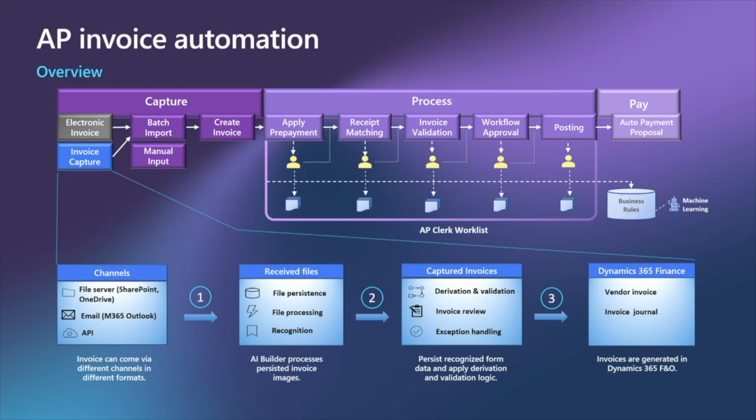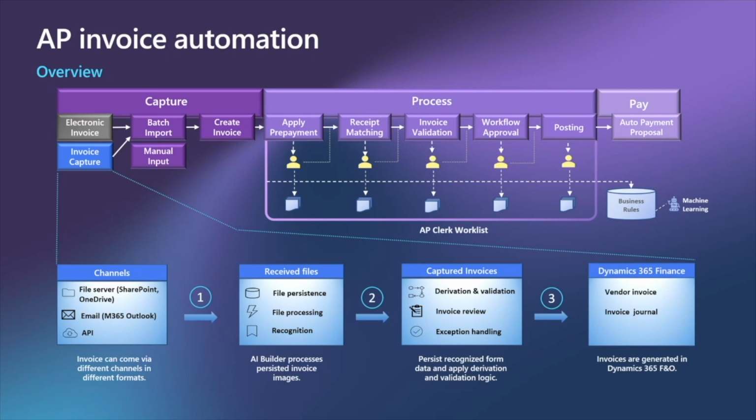In this phase, we will apply derivation validation logic depending on different invoice types. I will introduce what invoice types later in the later section. And then if the invoice is complete, it will automatically transfer to the F&O. If it contains some errors, we also provide a nice UI called the side-by-side viewer to help the AP clerk to correct the invoice. And in the F&O side, you can decide which invoice framework should be used to proceed the invoice.